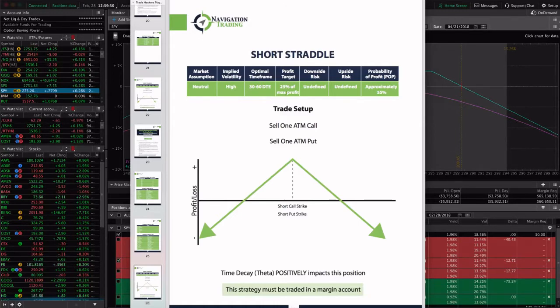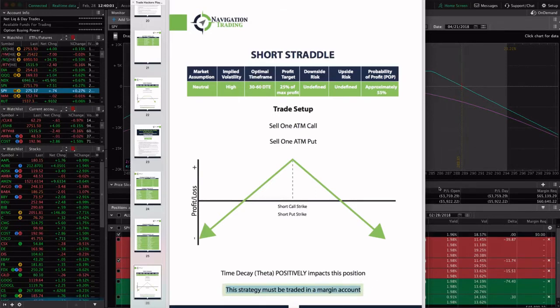Our profit target is a little bit smaller. We're only looking for about 25% of max profit with a straddle, but the downside undefined, the upside undefined, and our probability of profit is a little bit less. And by doing this, we're simply selling one at the money call and selling one at the money put. And so this is what the graph looks like. Time decay or theta is also positive, and again, just like the strangle, this strategy must be traded in a margin account.